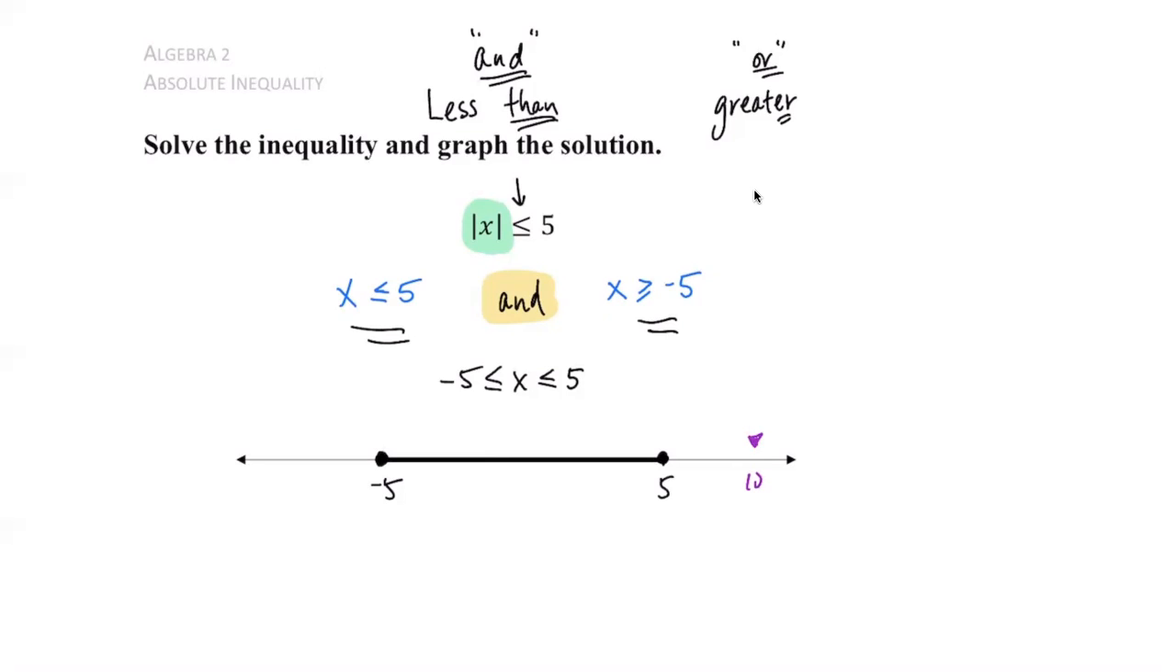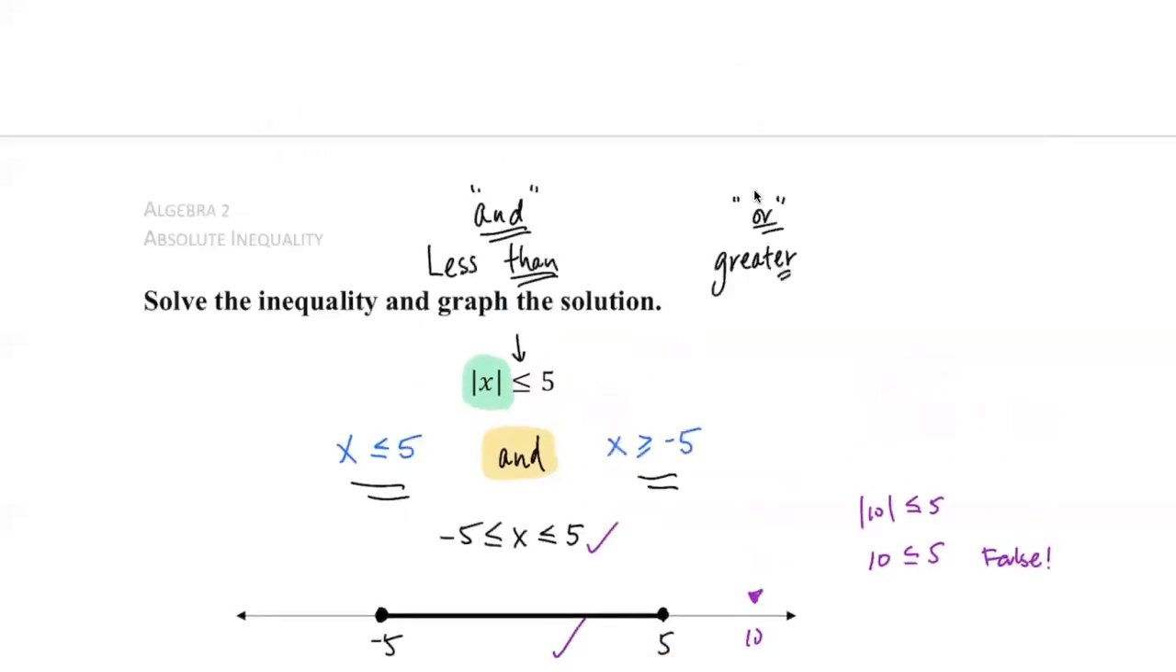You'd be like, absolute value of 10 is less than or equal to 5. 10 is less than or equal to 5. Well, that is definitely false. And therefore, we cannot allow this to be our solution. So we're good with these two. Okay, so this is less than or equal to.